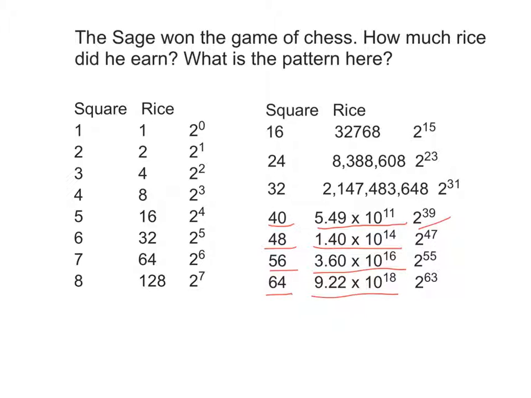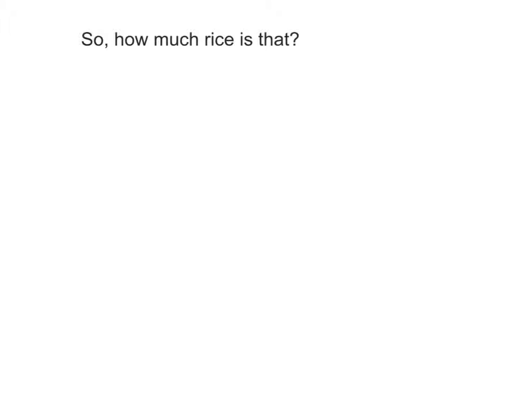So the 64th square has to have 9 million, million, million grains of rice on it. That could be a bit tricky. Those numbers are getting a bit hard to understand or to deal with. So how much rice is that really? What does it mean in the amount of rice that the king has to give to the sage?